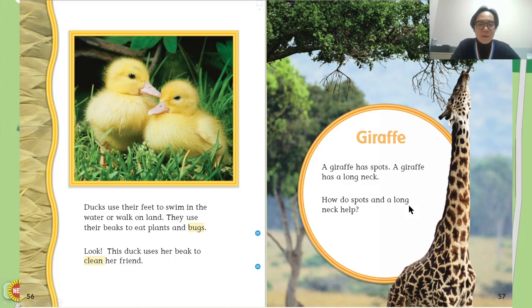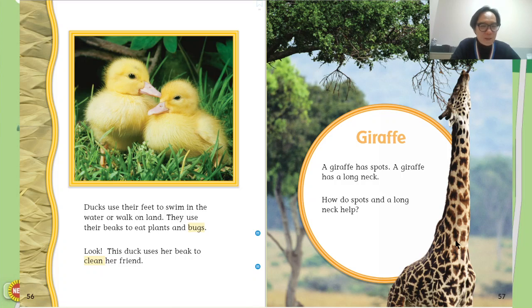Now here is the giraffe. A giraffe has spots. A giraffe has a long neck. How do spots and a long neck help? Well, we can see the long neck, and the giraffe is using it to do what? To get food. But what about these spots? Did the spots help it get food?